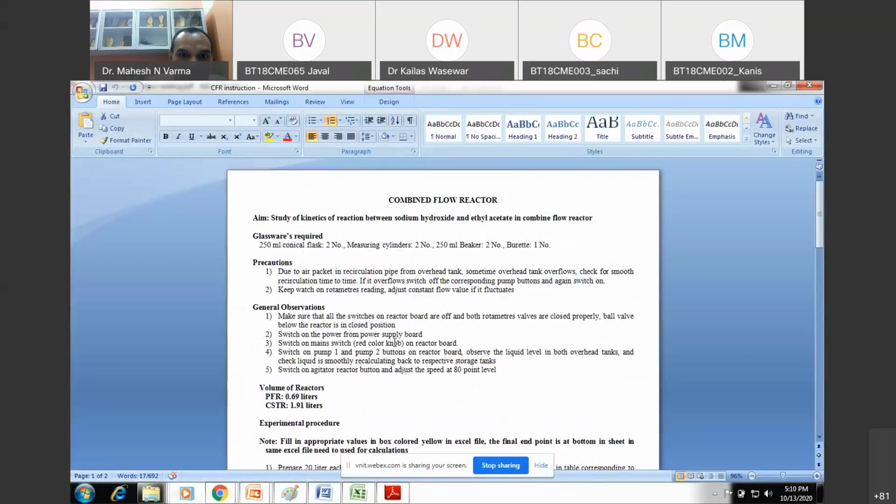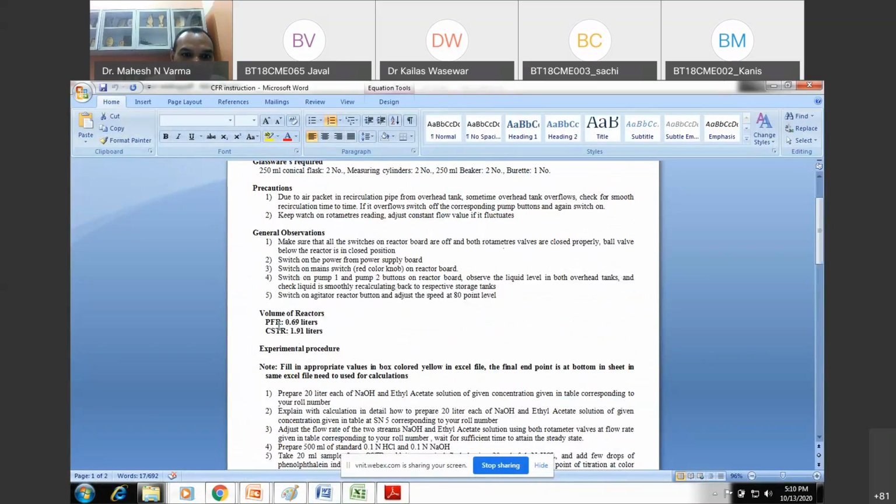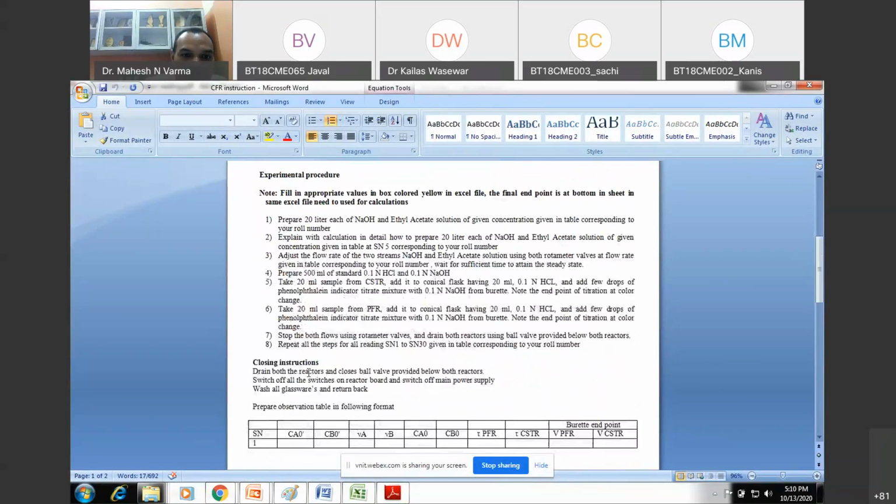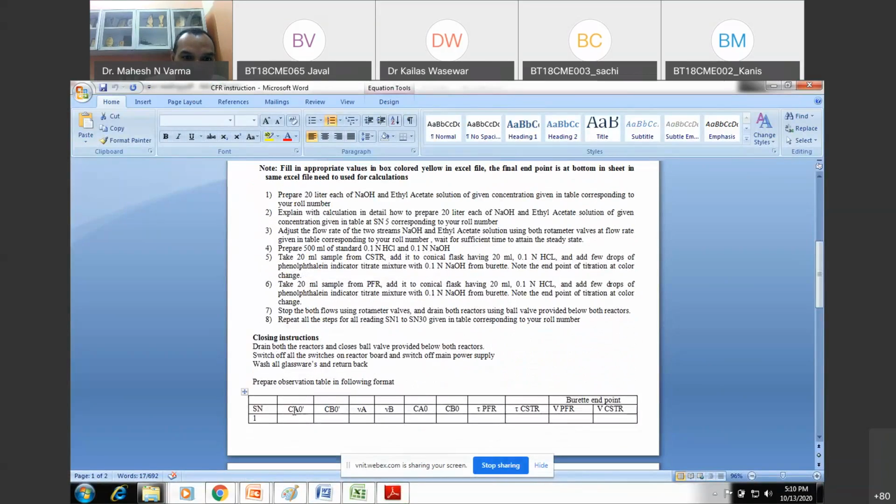Now I will go to the instruction sheet which is given to you. These are the glassware required. Precautions are given. General observations. This is the volume of PFR. Volume of CSTR is given. The experimental procedure is given. Everything is given.